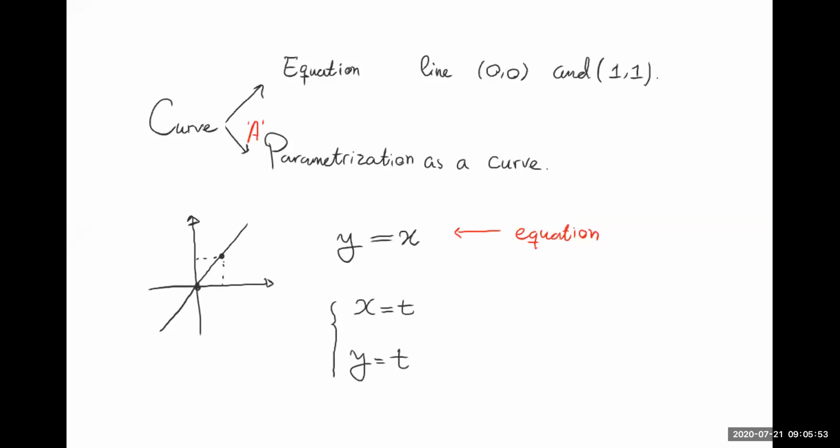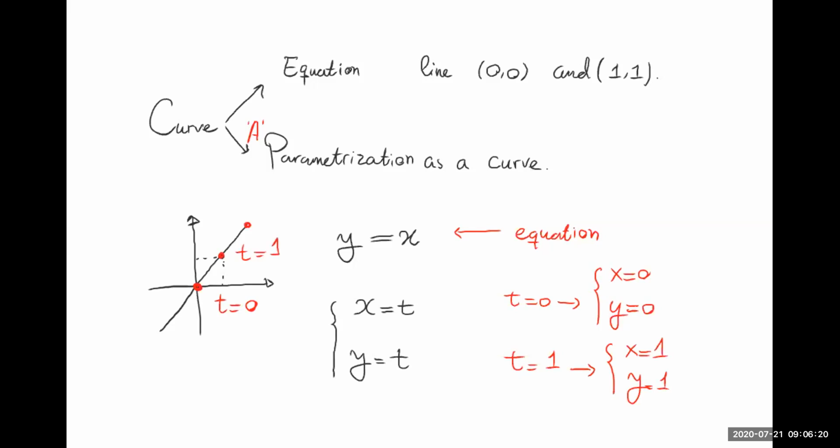What does it mean? It means if t is 0, x is 0, and y is 0. So at time 0, the particle is here. If t is 1, it means x is 1, y is 1. So at t equals 1, the particle is here. If t is 2, x is 2, and y is 2, so the particle is here. So it's one parametrization of this line. And this parametrization says the particle is moving in that direction.